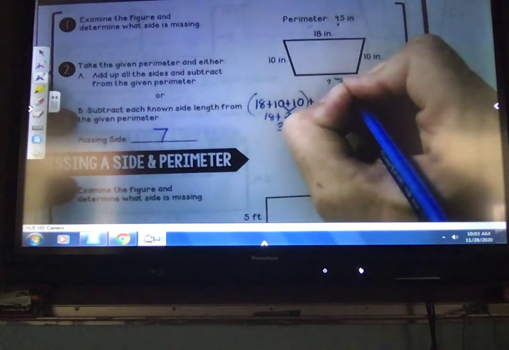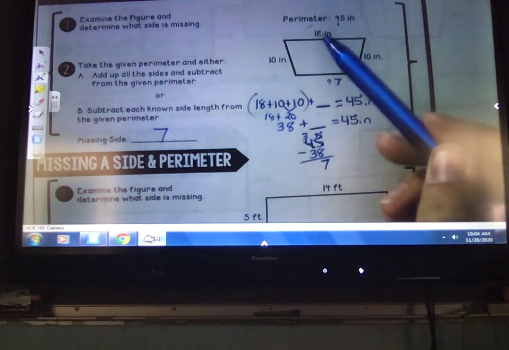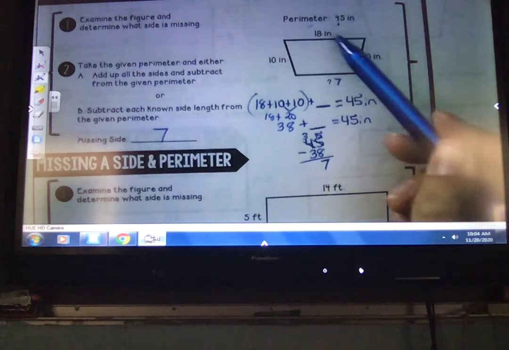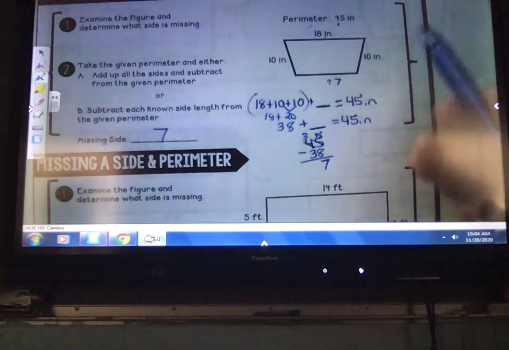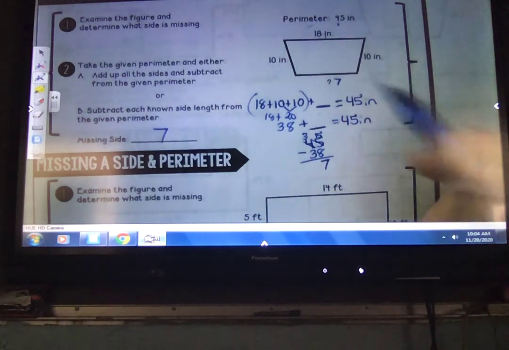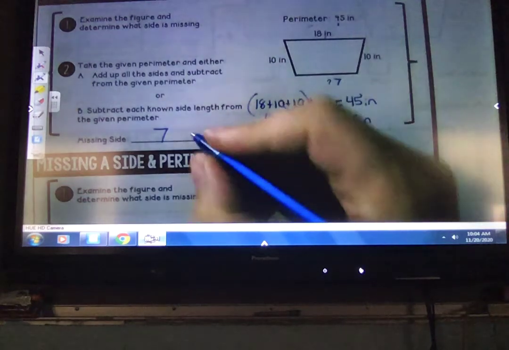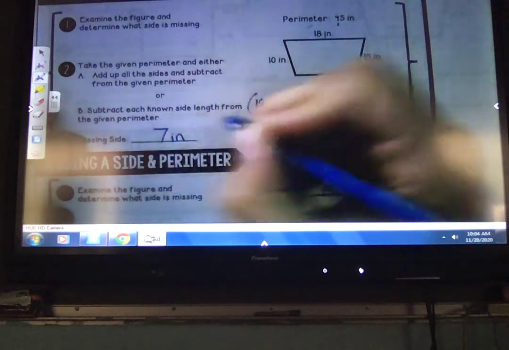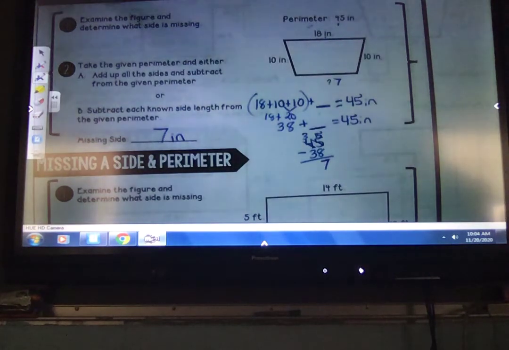Now I could easily check that by adding the 7. We already knew that 2 10s was 20 plus 8 was 38. Let's add 7 to 38: 38, 39, 40, 41, 42, 43, 44, 45. So it does work. So the missing side would be 7 inches. These are inches. All right, let's try another one.